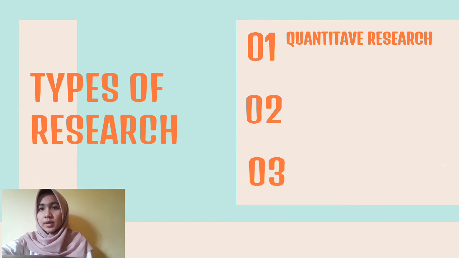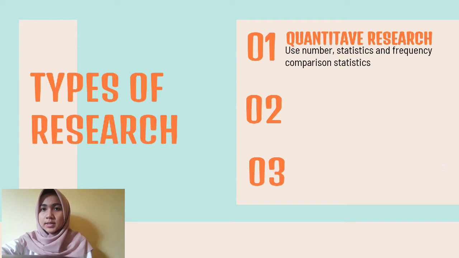The first one is quantitative research. In quantitative research, we use number, statistic, and frequency comparison statistics. All quantitative research approaches summarize results numerically. This research draws on a principle of scientific realism. There is a single reality that can be described by numbers.